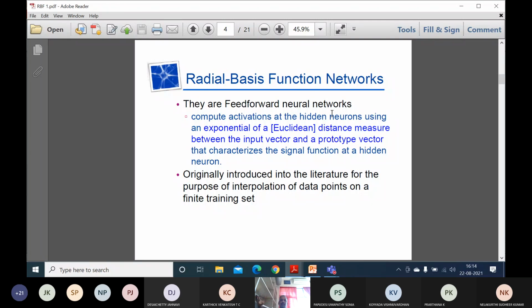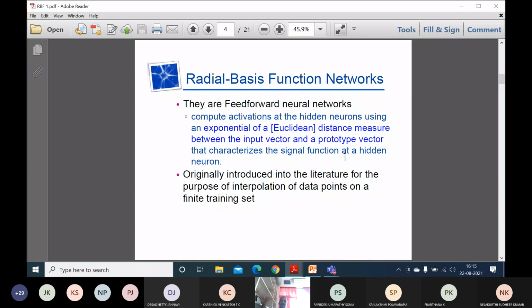In order to handle the non-linearity function of the hidden neurons, or the hidden nodes, what we are trying to do here is compute an exponential of the Euclidean distance measure between the input vector and the prototype vector. So we are trying to find the Euclidean distance. The exponential of Euclidean distance is nothing but e power Euclidean distance.